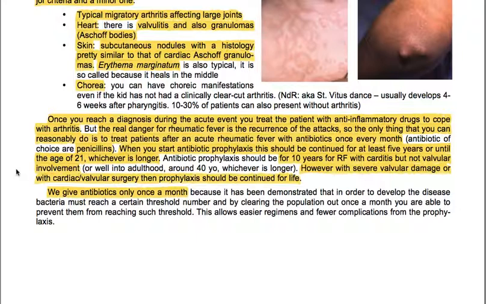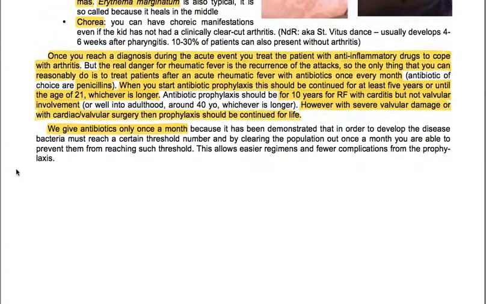Antibiotic prophylaxis should be for 10 years for rheumatic fever with carditis but not valvular involvement, or well into adulthood around 40 years old, whichever is longer. However, with severe valvular damage or with cardiac valvular surgery, then prophylaxis should be continued for life. We give antibiotics only once a month because it has been demonstrated that in order to develop the disease, bacteria must reach a certain threshold number, and by clearing the population out once a month, you are able to prevent them from reaching such threshold. This allows easier regimens and fewer complications from the prophylaxis.